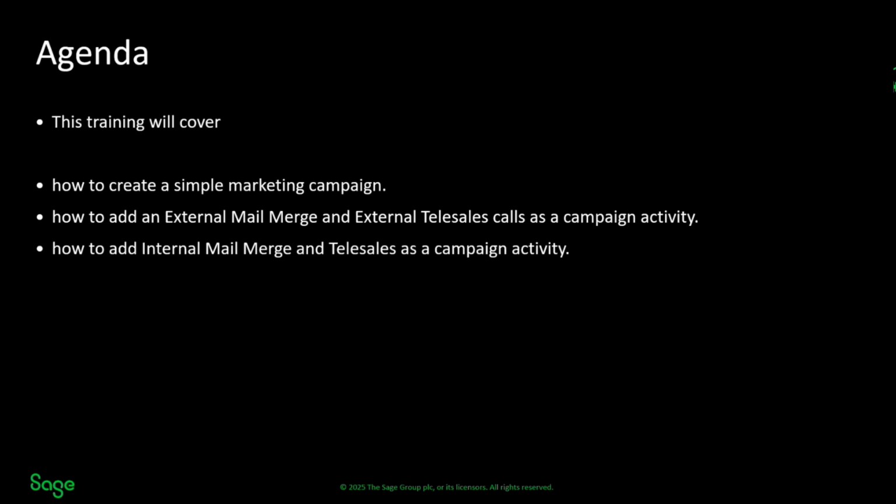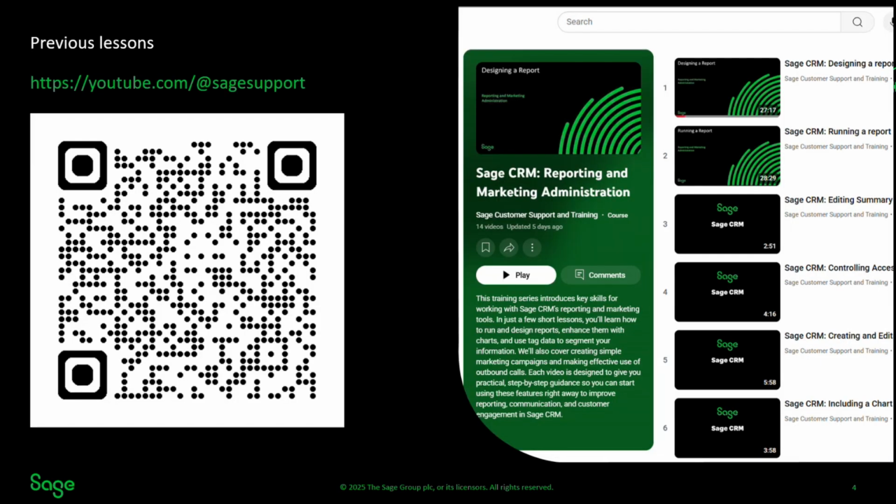Today, we're looking specifically at the idea of creating a simple marketing campaign, and within that, the idea of allocating an activity, which is an external mail merge or an external telesales call as part of a campaign activity, and also how we would then schedule internal mail merges or telesales campaigns, and seeing those reflected inside the activities of the campaign.